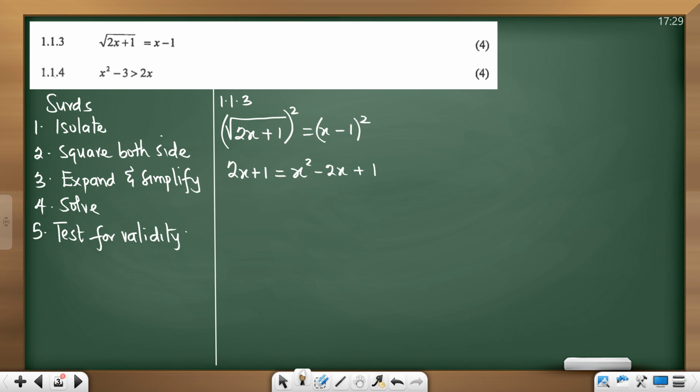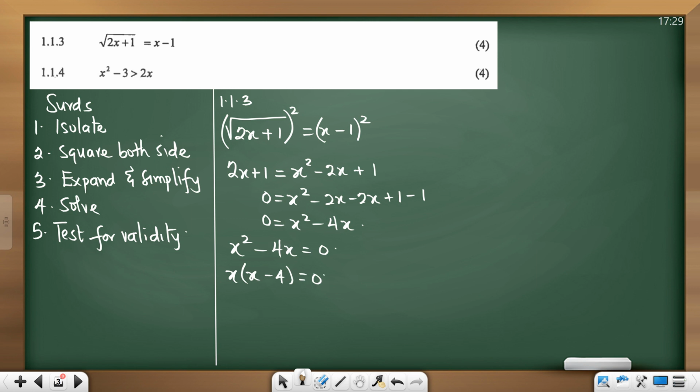Now, what do we do? We bring all the x's. You know what I will do? I'll take it to that side. Minus 2x plus 1 minus 1. 0 equals to x squared. Oh, beautiful. Okay, now let's rewrite it nicely. What's common? X is common. X minus 4 equals to 0. So it's either x equals to 0 or x equals to 4. That is step number 4.